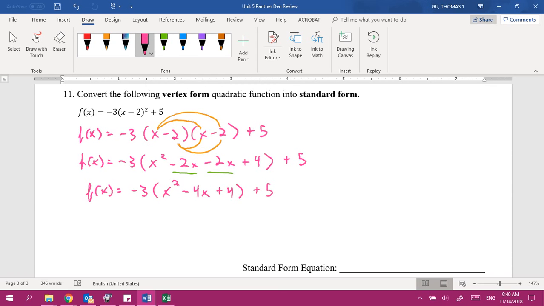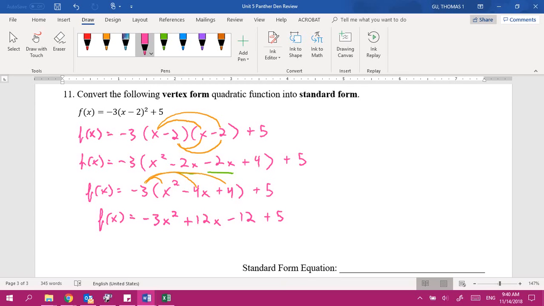Okay, what would our next step be then? Distribute, that's right. So we're going to distribute the -3 to everything inside the parentheses. So now we're going to have f of x equals, we have -3 times x squared. What is that? Then we have -3 times -4x. What's that one? Plus 12x, that's right. And then lastly, we got -3 times +4. What is that? -12. And then we cannot forget the plus 5.